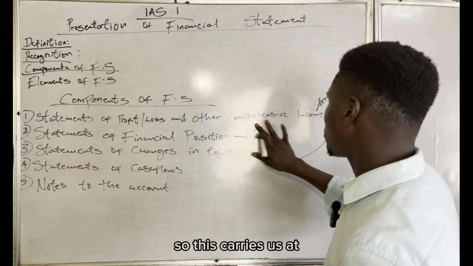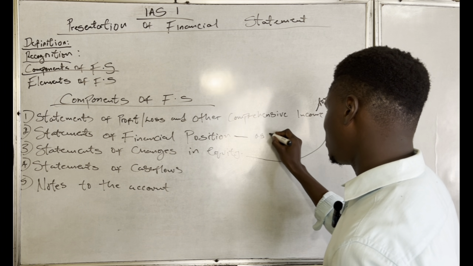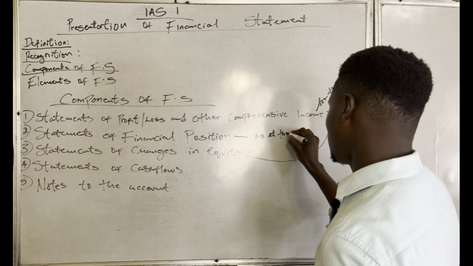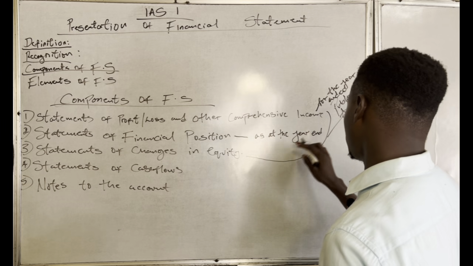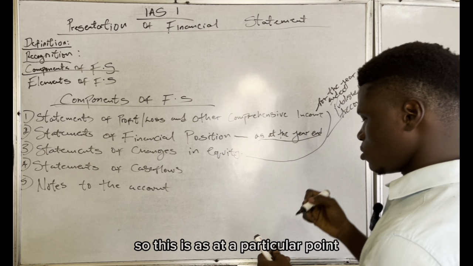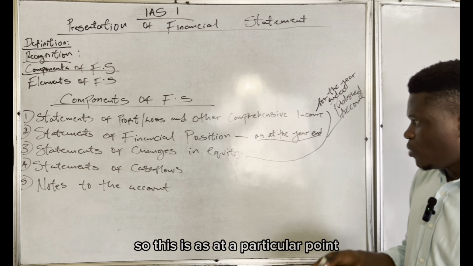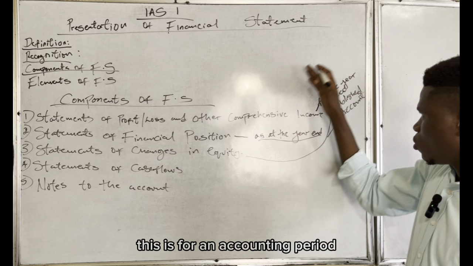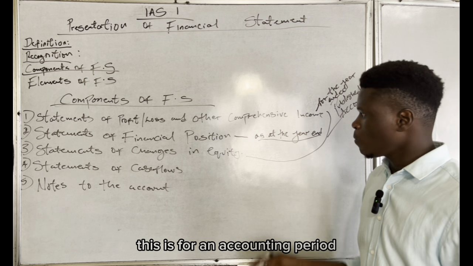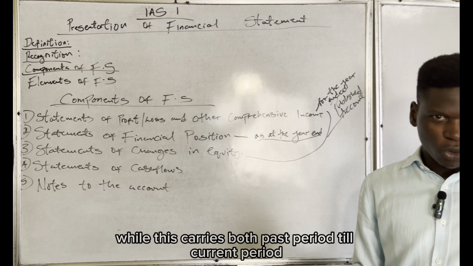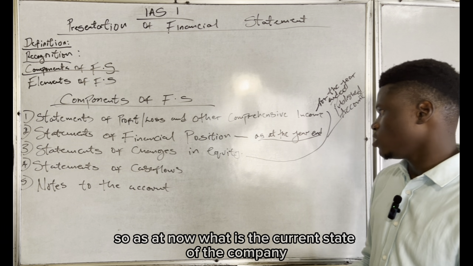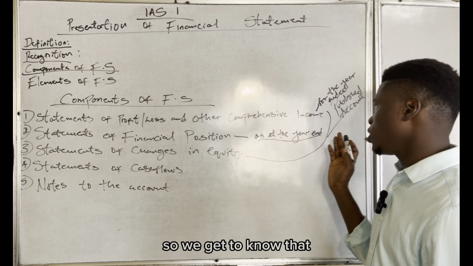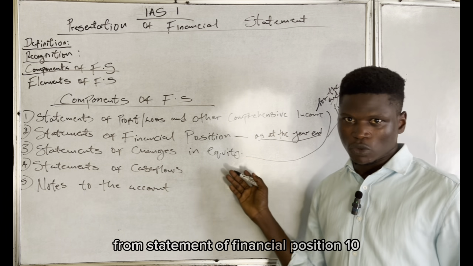So this carries as at the year end. So this is as at a particular point. This is for an accounting period, while this carries both past period till current period. So as at now, what is the current state of the company? So we get to know that from statement of financial position.